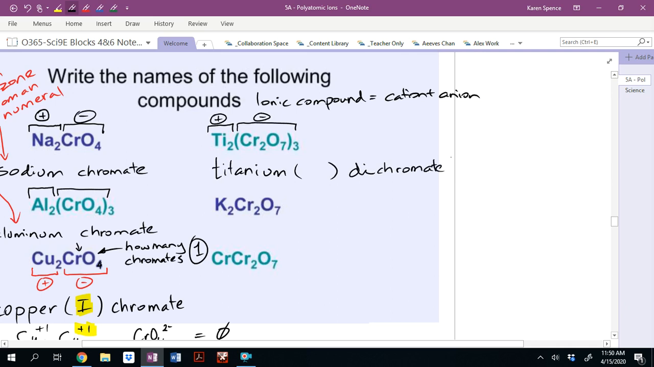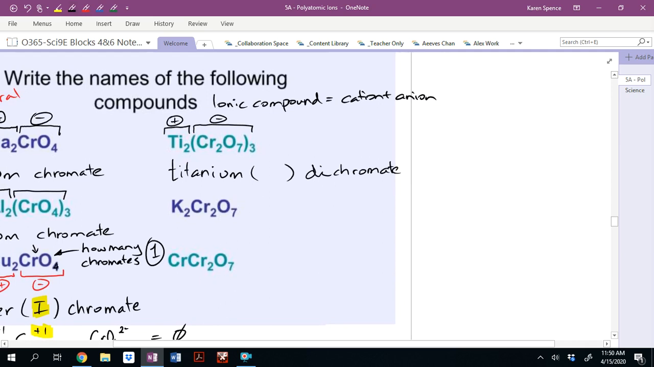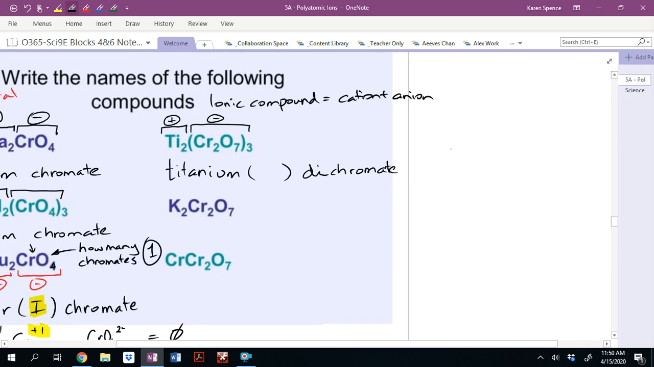Okay. How do I find the charge of my metal ion? Step 1, I draw out how many I have of each. So I have a titanium and a titanium, 2 titaniums. And I have 3 dichromates. So I'm going to draw 3 dichromates, Cr2O7, Cr2O7, and I will be able to look up the charge of the dichromate. Each of them are -2.